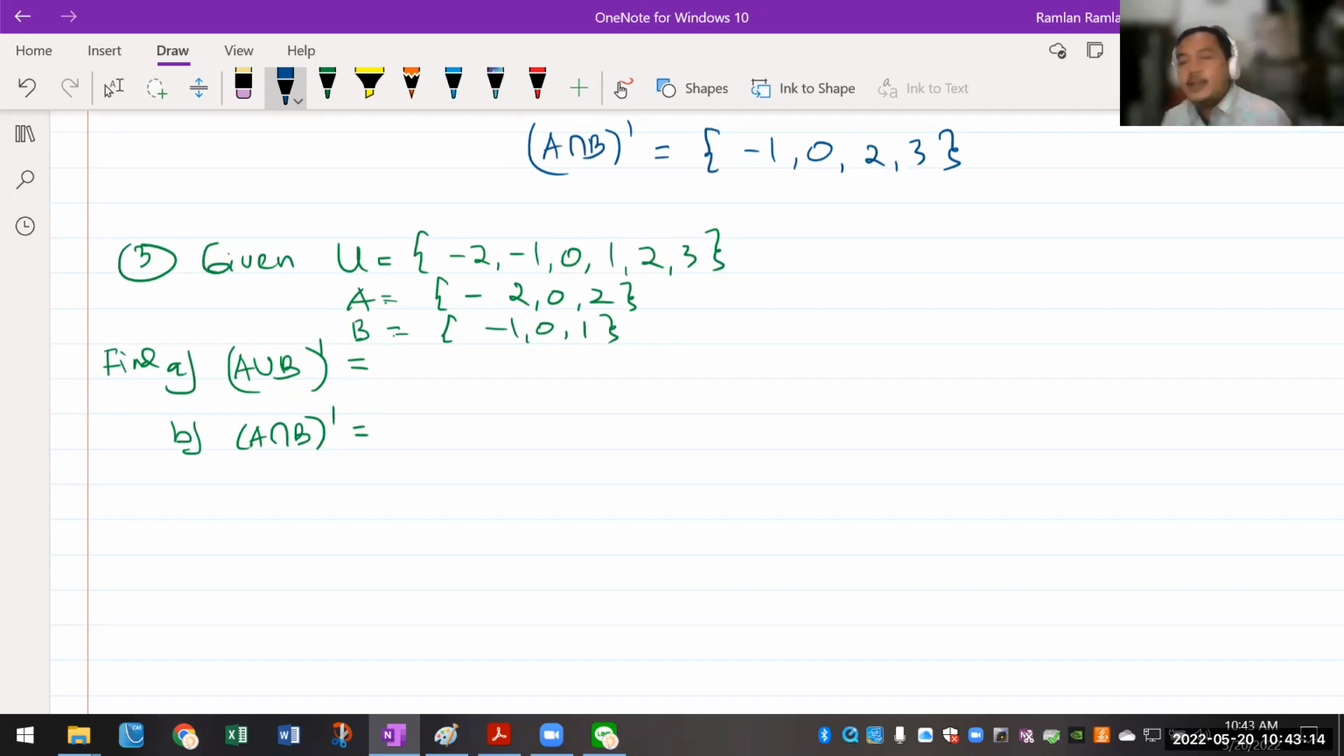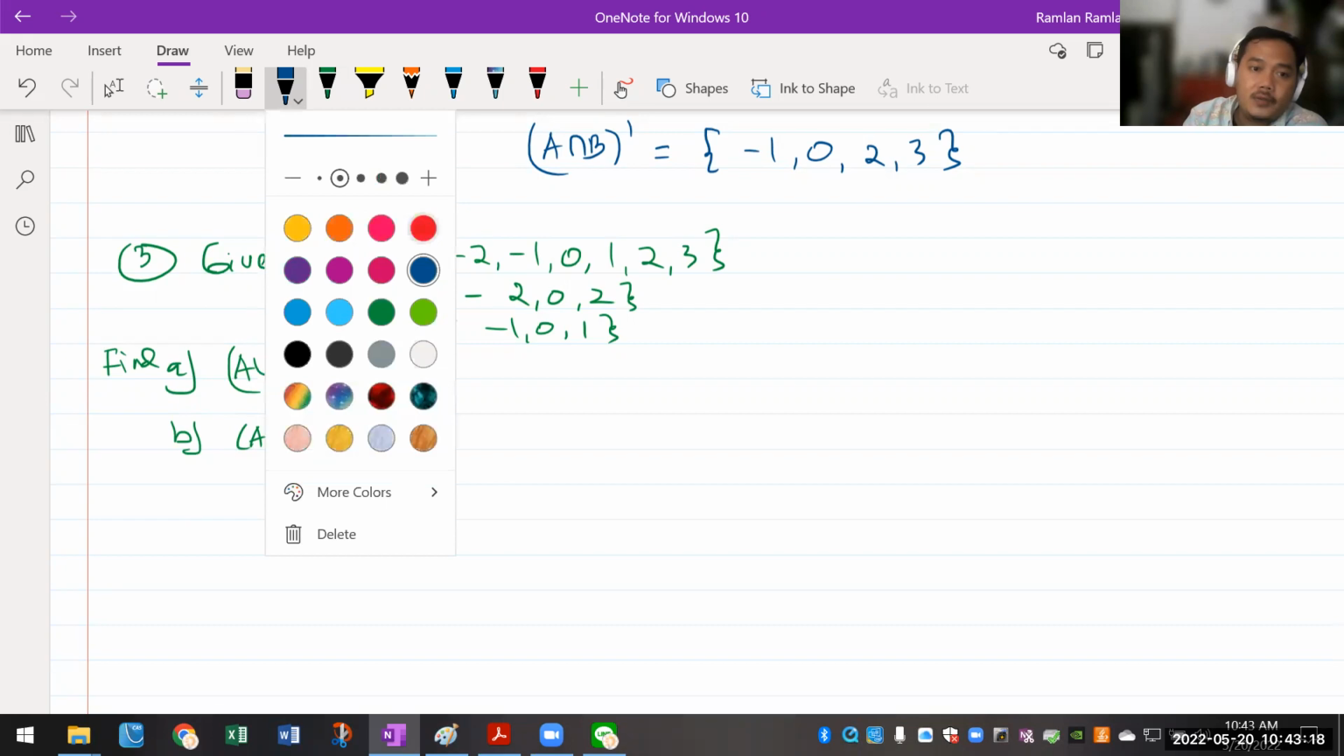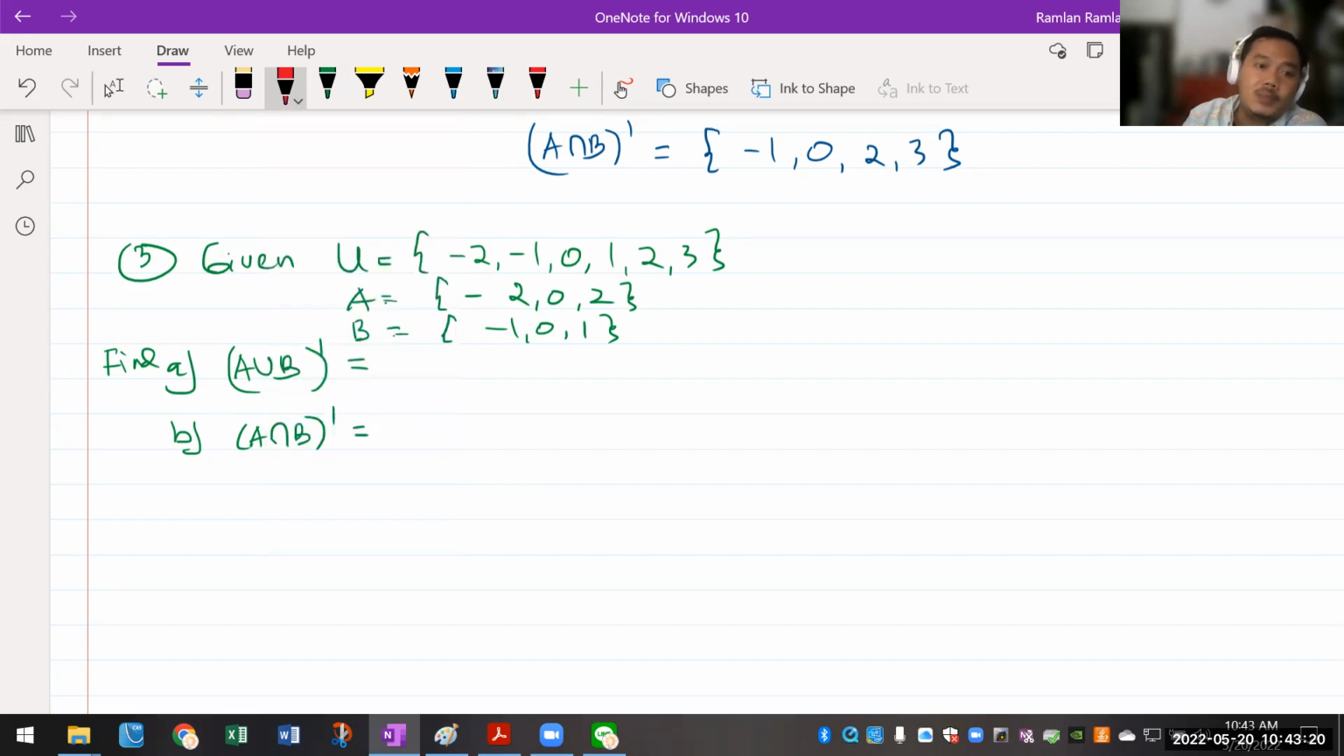So I'm gonna explain to you guys again. The first thing, if you want to find the A union B complement, is to find the A union B. Okay, so I'm gonna write down over here. I'm gonna find A union B. A union B is just combining set A and set B. It's just combining all of them.